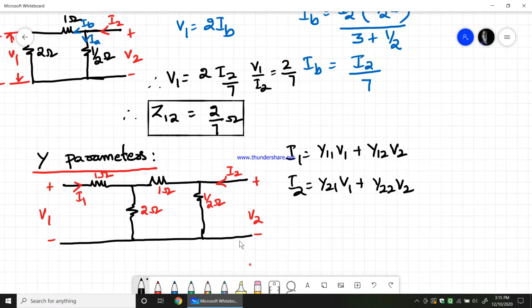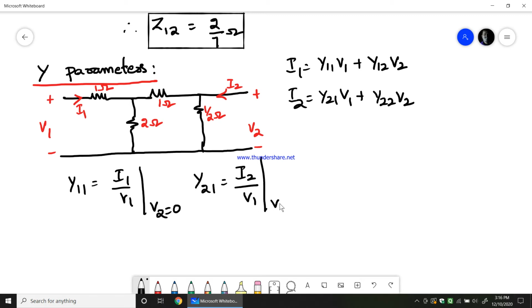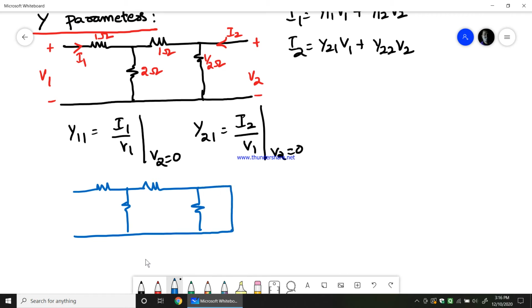Now Y11 will be obtained by I1 by V1, and similarly Y21 will be obtained by I2 by V1. This is possible when V2 is 0. When V2 is 0, it means that we are creating a short circuit across this terminal. Okay, a short circuit across that terminal. Therefore the circuit would be, so I'm creating a short circuit across this terminal.